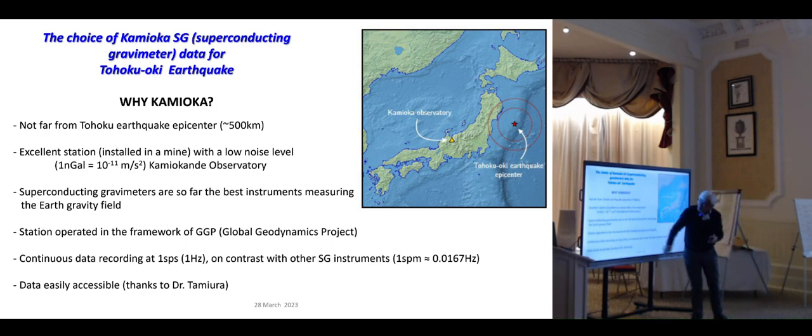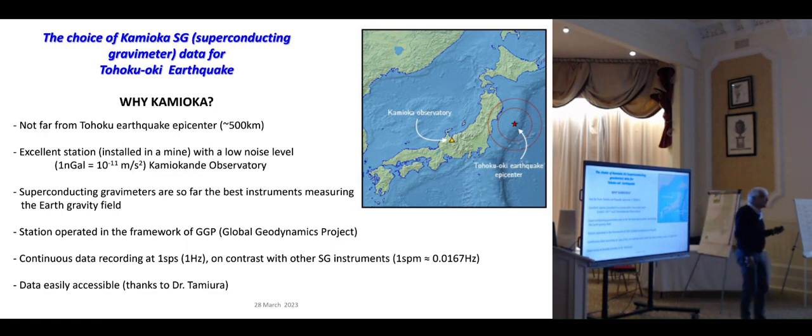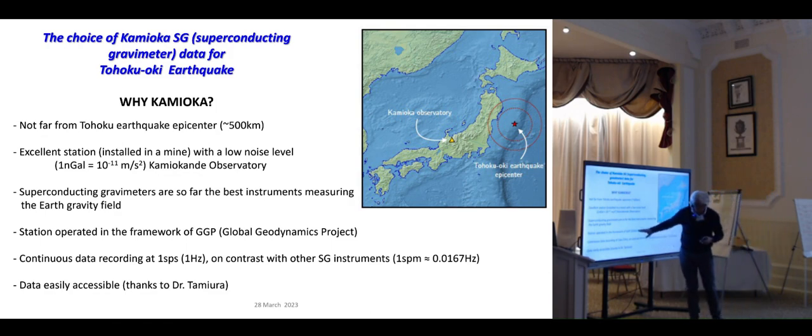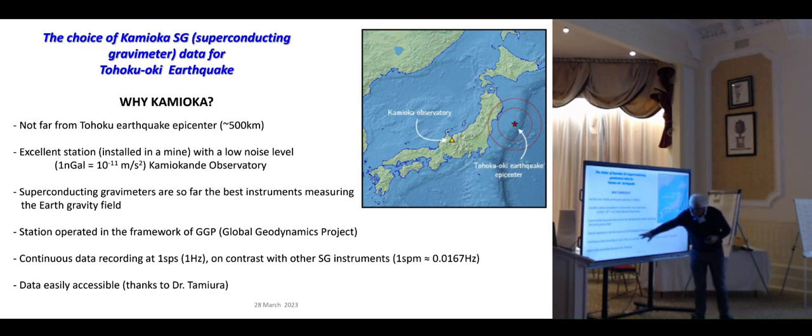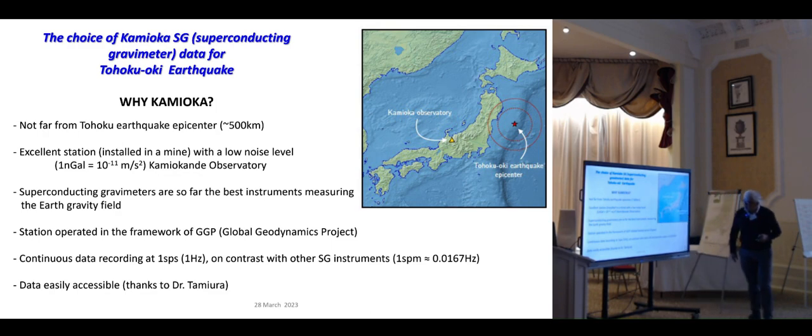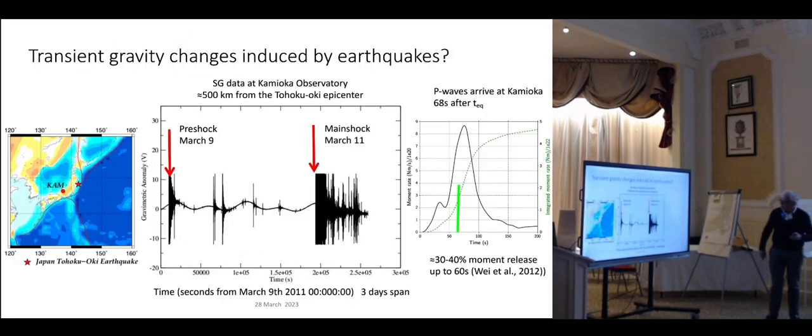Superconducting gravimeters are so far the best instruments for measuring the Earth's gravity field. And an important point is that they had some continuous data. Usually, these kinds of instruments only record 1 sample per minute, but in that case, they recorded 1 sample per second, which was very useful for investigating the whole seismogram.